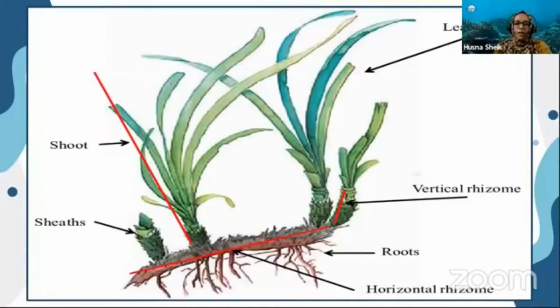Okay, and here again you can see this is a rhizome. So here you can see how all the leaves are coming out from one place. This is a horizontal rhizome, and the starting part is a vertical rhizome that's coming up vertically, and then we have the stem, sheath, and the leaves.